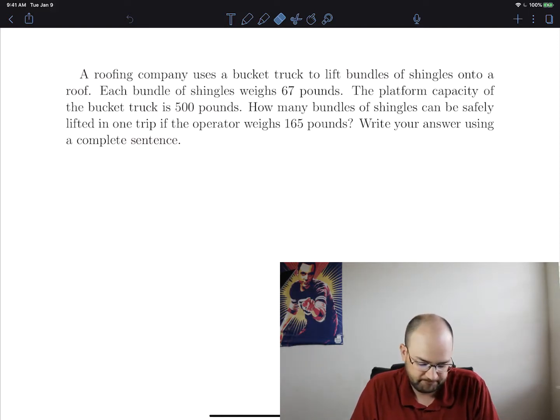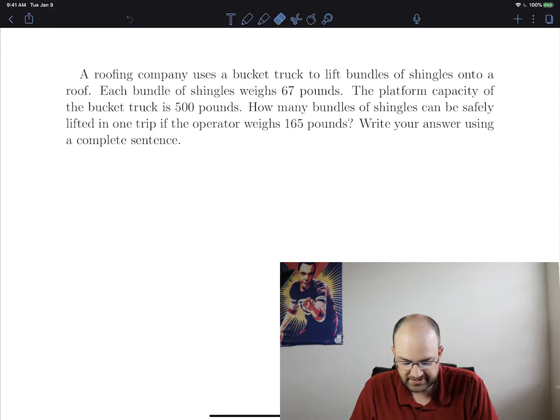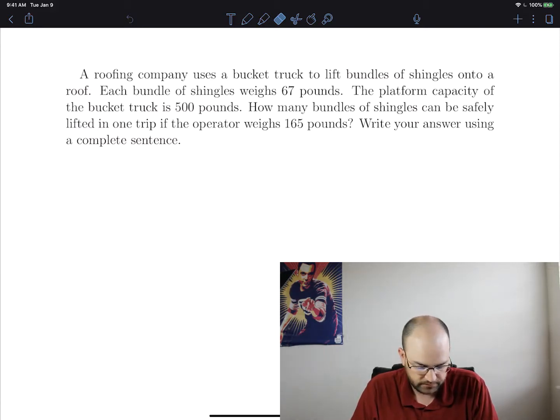So let's read it. A roofing company uses a bucket truck to lift bundles of shingles onto a roof. Each bundle of shingles weighs 67 pounds. The platform capacity of the bucket truck is 500 pounds. How many bundles of shingles can be safely lifted in one trip if the operator weighs 165 pounds? Write your answer in a complete sentence.